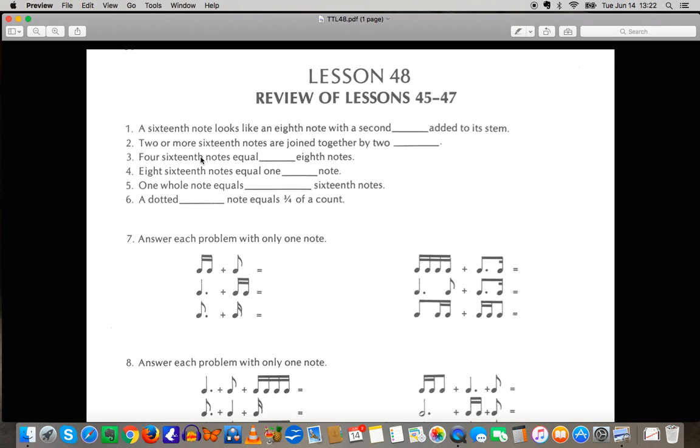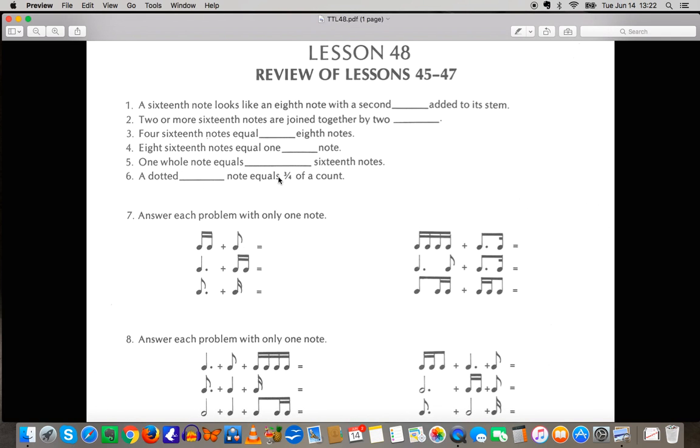4 16th notes equal how many 8th notes? Remember, it's all fractions, so 4 16ths also equals 2 8th notes. Okay.